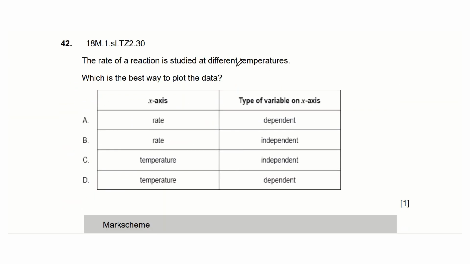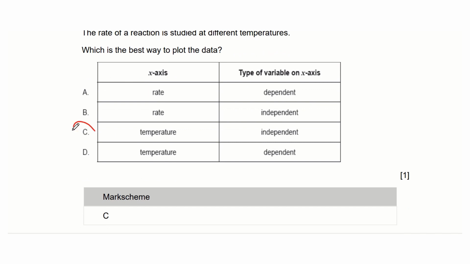The rate of reaction is studied at different temperatures. What is the best way to plot the data? Okay, remember that when we talk about the x-axis and the y-axis, your y-axis is going to be your dependent variable and the x-axis is going to be your independent variable. So then the answer for this is going to be C, because the variable on the x-axis is always going to be your independent one. Because you're changing the temperature, this is going to be my independent variable, which is going to have an effect on your dependent variable, which is your y-axis, which is basically what you're measuring.